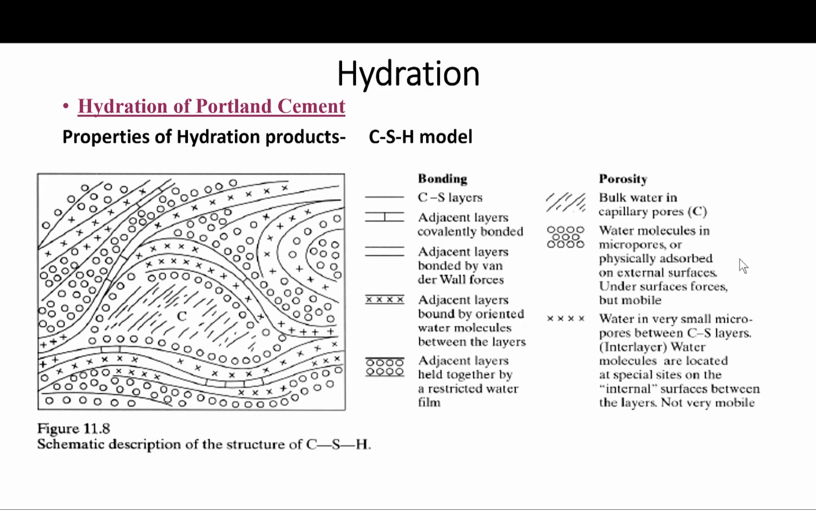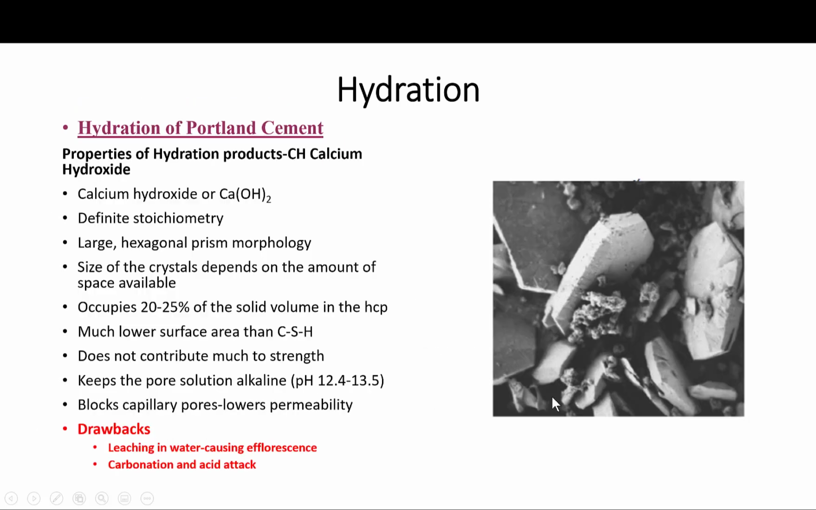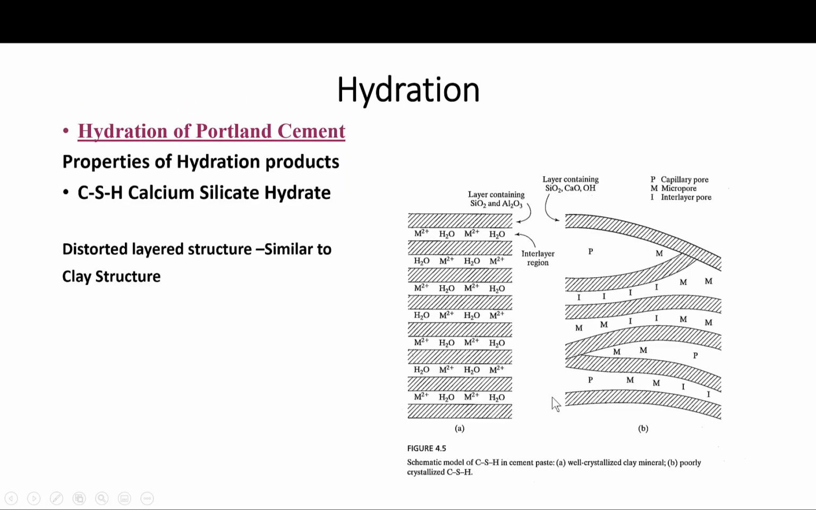Here's another schematic, a model showing what this structure is believed to be composed of. As you can see here, for example, it shows the type of bonding and the porosity within this structure. For example, these lines represent the calcium silicate layer. Let me go back, as mentioned here.